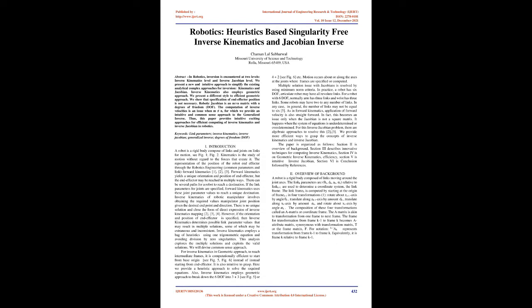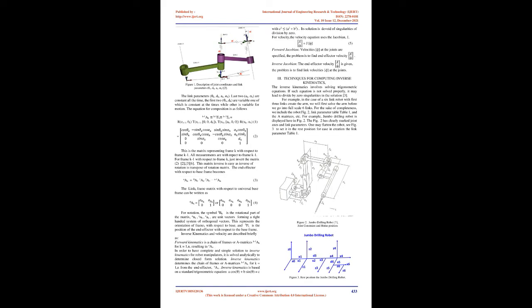Here we provide a heuristic approach to solve the required equations. Also, inverse kinematics employs a geometric approach to break down the 6 DOF into 3 plus 3, see Fig 5, or 4 plus 2, see Fig 6, etc. Motion occurs about or along the axis at the joints where frames are specified or computed. The multiple solution issue with Jacobians is resolved by using the minimum norm criterion.